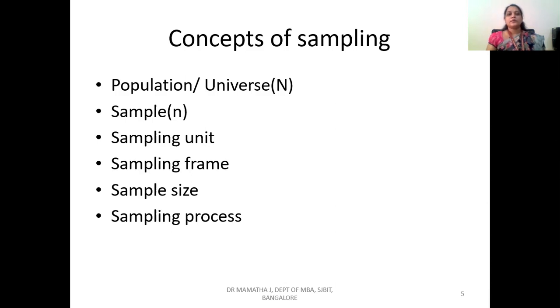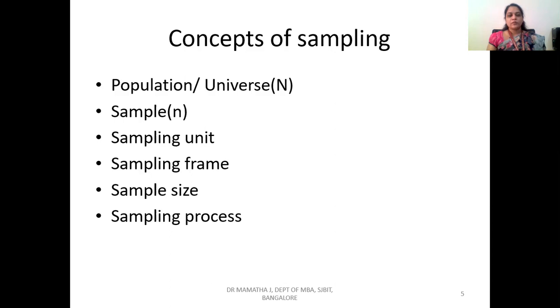Next is sample size. As I told you, since your population will be huge, you cannot cover everybody. That is the reason you are drawing a sample. But how many to cover? The size has to be decided. You have different formulas to calculate the sample size. If the population is finite, you know the population size, then you have one formula to arrive at the sample size. If your population is infinite, then you have one more formula to arrive at the sample size. Based on that, you have to calculate the sample size.